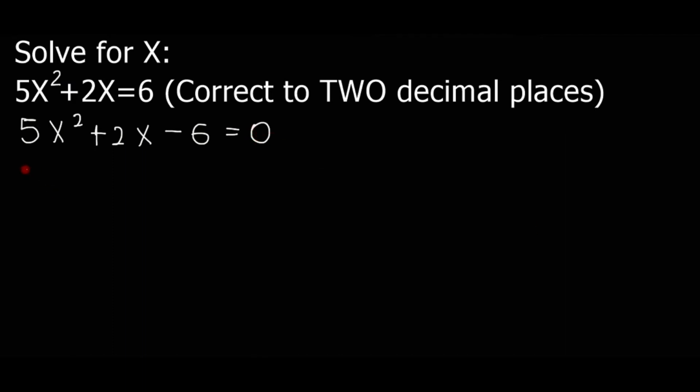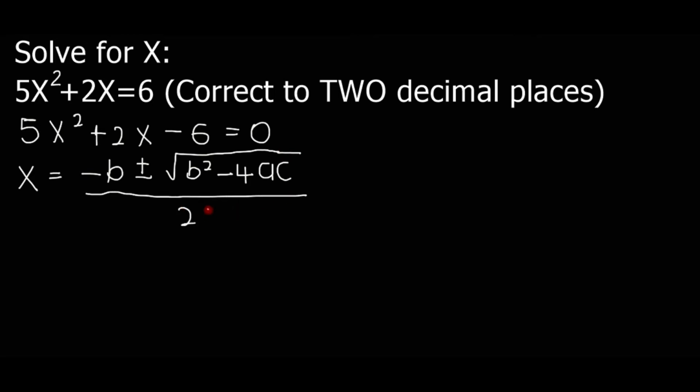And then from there we use the quadratic formula. X is equals to minus b plus or minus the square root of b squared minus 4ac, and then divide by 2a. You can see that your a is 5, and then your b is 2, and then your c is negative 6.